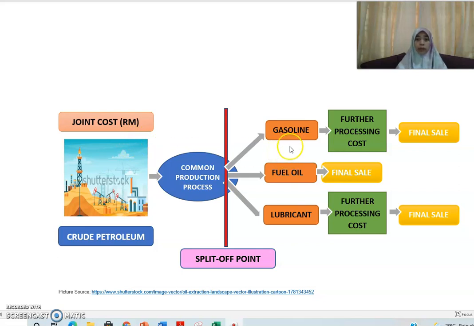So what's the issue? You can sell the product at this point, or you can decide whether you want to further process that item until you get the final sale value here. So the decision that you want to make is whether you sell your product at its current state, or further process and sell at a higher sales value. Previously, we looked at a single product. Now we have more than one product, that is called the joint product, and then you want to make that decision. So this is about the joint product or joint cost.